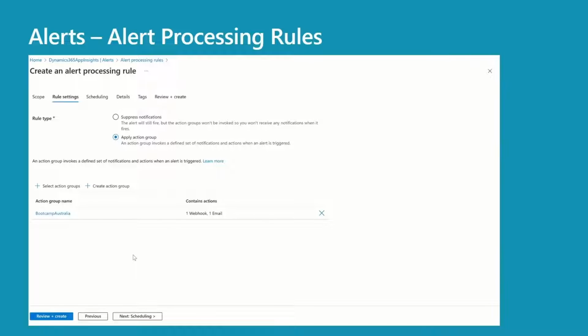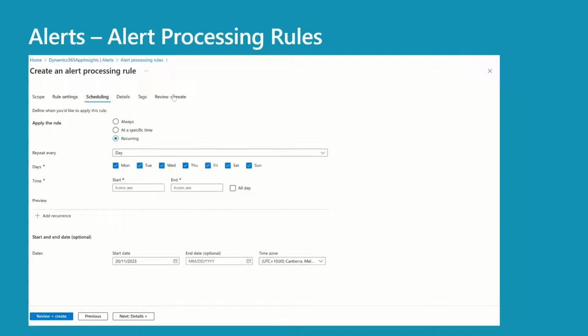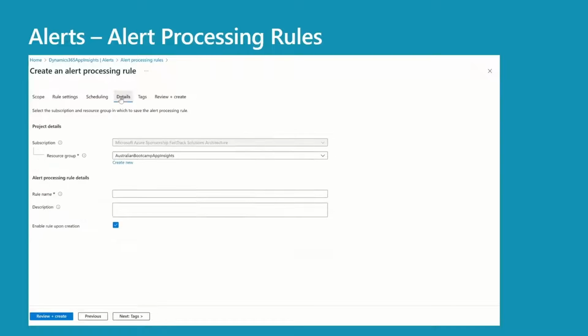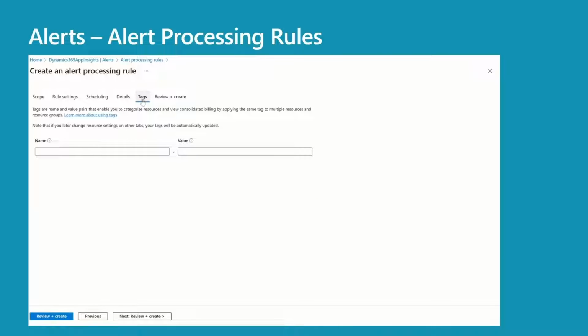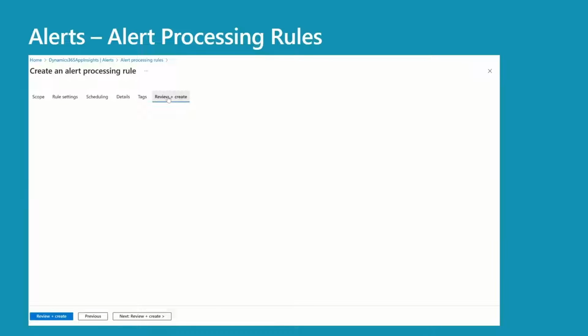Similarly here, you can assign the same processing rule or the same action group to all the alerts where the severity is equal to error. The scheduling should be exactly the same, so there's no change here. In the details, the only thing you need to provide is a rule name. You can add tags if you want to. And the last step is review and create.